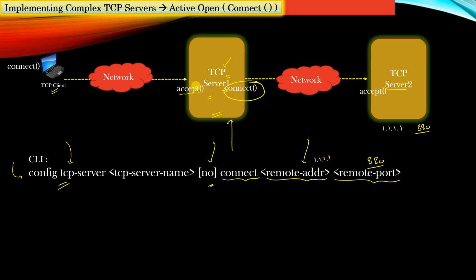Always remember that any process which initiates a TCP connection using the connect system call is called an active opener. That is, it is a machine which initiates the TCP connection. Alright, so in this case, for the TCP connection between this TCP client and TCP server 1, the active opener is this laptop, whereas for this TCP connection, which is between TCP server 1 and TCP server 2, the active opener is TCP server 1.